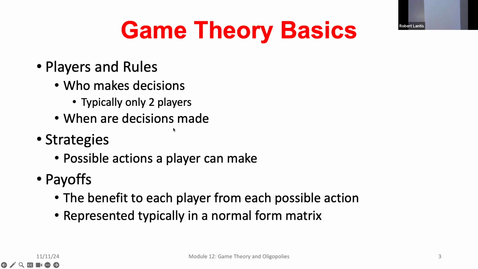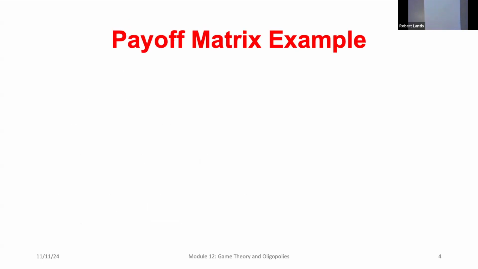Not in this video, but the next one, we'll talk about how decision timing matters. When decisions are made, does person one make the decision first? Do person one and two make the decision simultaneously? We're going to start off with models where everyone's making their decision at the same time. We're going to depict these models in a normal form matrix. And then we'll talk about what it looks like if they aren't making decisions at the same time.